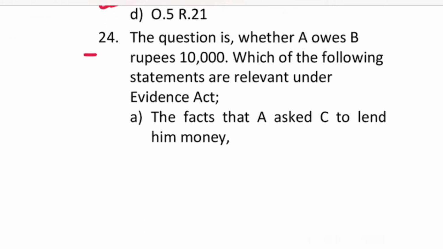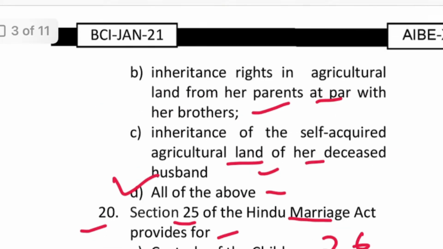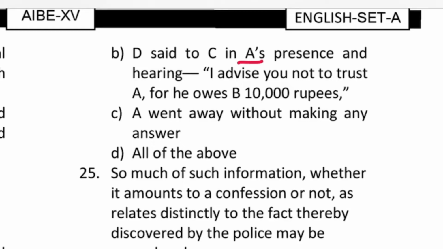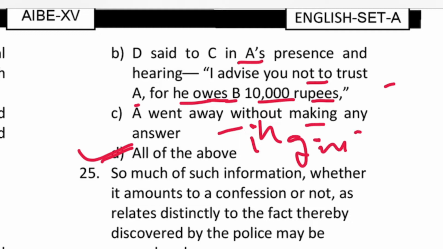Next 24, the question is whether A owes B rupees 10,000. Which of the following statements are relevant? The fact that A asked C to lend him money. Yes, it is relevant. D said to C in A's presence and hearing, I advise you not to trust A. He owes B 10,000 rupees. This is also correct. A went away without making any answer. It is also correct. So all of the above. D is the answer. And where is this mentioned? This is illustration G in section 8 of Evidence Act.